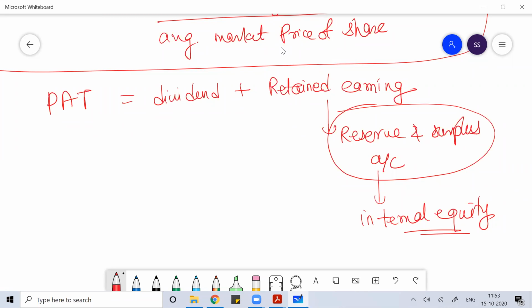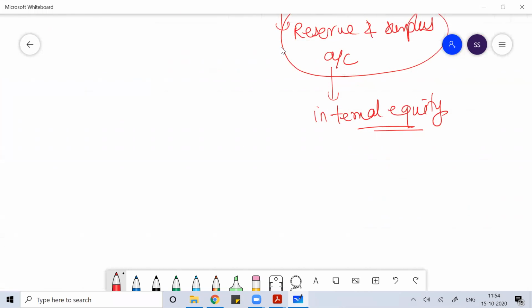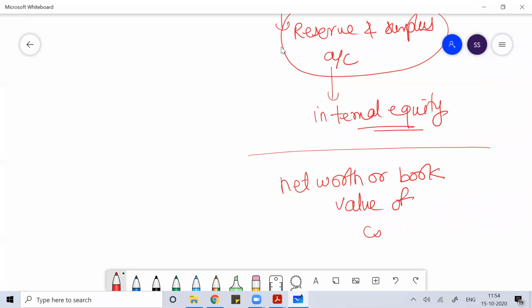Reserve and surplus account is part of the net worth or the book value of the company. The sum total of reserve and surplus plus the ordinary share capitalization plus preference share capitalization in the balance sheet, we call that the net worth or the book value of the company. The net worth is a very important parameter. If you keep on accumulating retained earning every year in reserve and surplus, that is how you increase the net worth or the book value of the company.